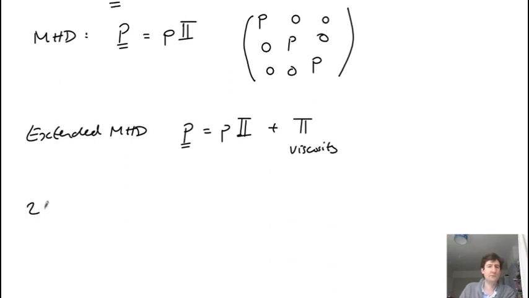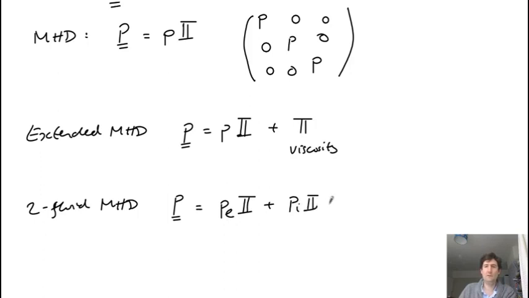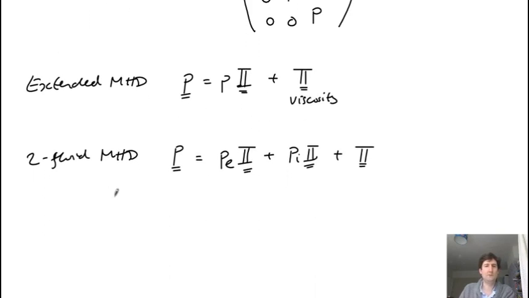You might have two fluid MHD, where you just split the ion and electron pressures. So we might have that P is the electron pressure plus the ion pressure plus any other viscosity effects. So these are, I'll underline these twice to make sure these are tensors, second order tensors, so matrices. So we have the stress tensors, we have ion and electron pressures, for example.